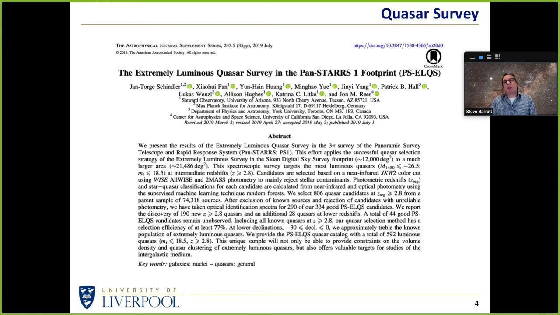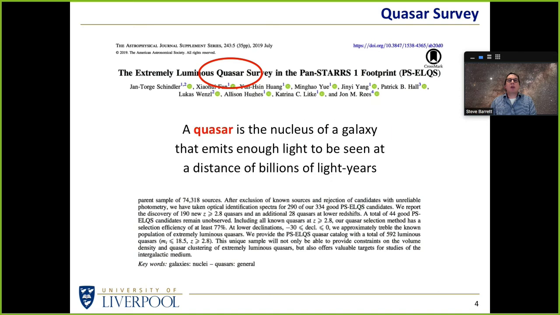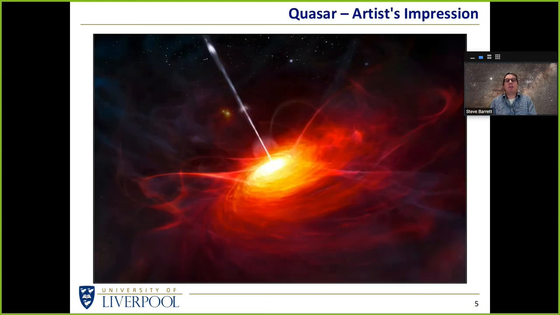Okay, so where did we start? Well, I looked at a publication here in the Astrophysical Journal of people who had done a survey of quasars. And a quasar is the nucleus of a galaxy that emits so much light that these quasars can be observed from billions of light years distance. So what they actually look like, well, arguably we don't really know what they look like because they're so distant we can't actually get any detail.